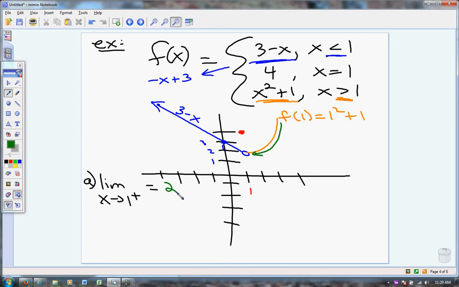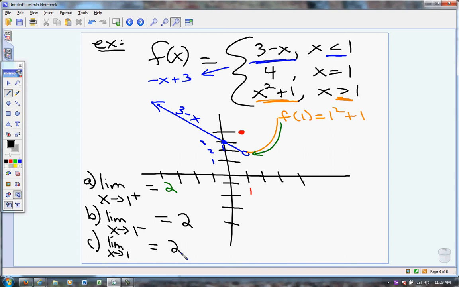Okay. What is the limit as x approaches 1 from the left? That is also going to be 2. What is the limit as x approaches 1?